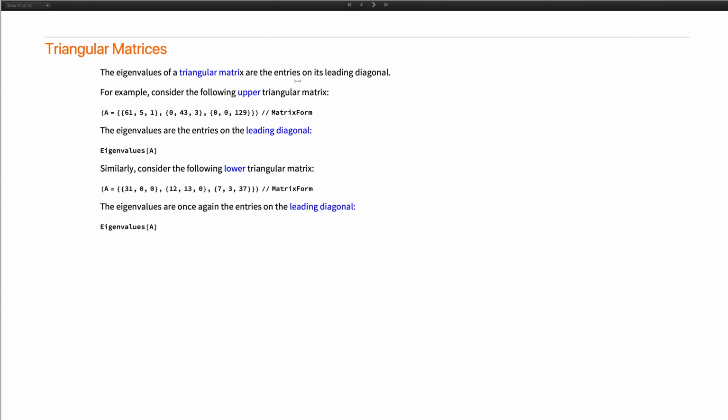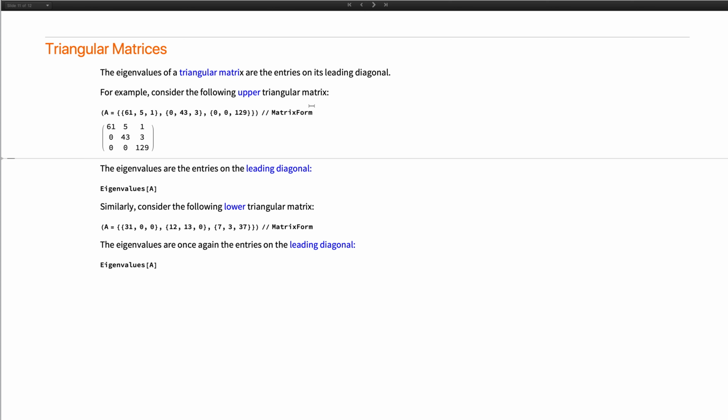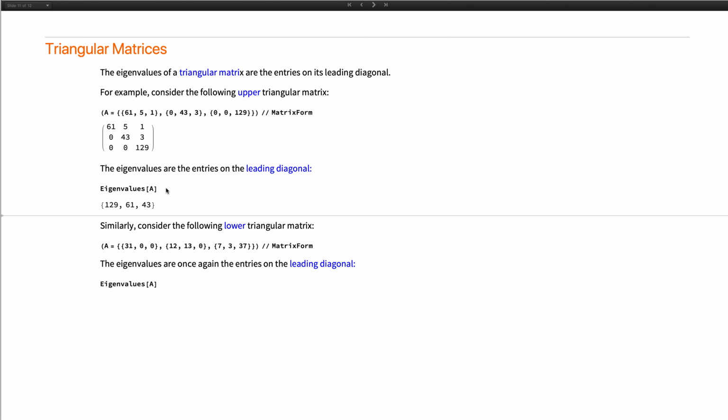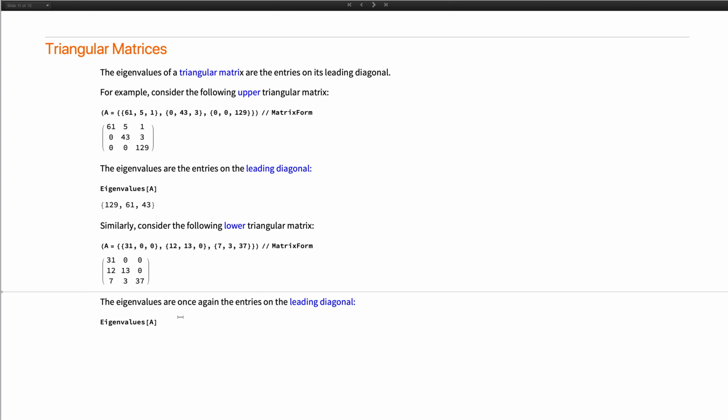And finally, let's talk about triangular matrices, which are really simple. If you have a triangular matrix, then the eigenvalues of this matrix are the entries on its leading diagonal. So here is an upper triangular matrix. You see the lower triangle elements are all 0, and the eigenvalues over here are just the sorted diagonal elements from here. So you got 1, 29, 61, and 43. And let's say you have a lower triangular matrix over here, then its eigenvalues are again the sorted elements from the diagonal over here. So triangular matrices are simple. You can work out the eigenvalues simply by looking at the diagonal elements in each case.